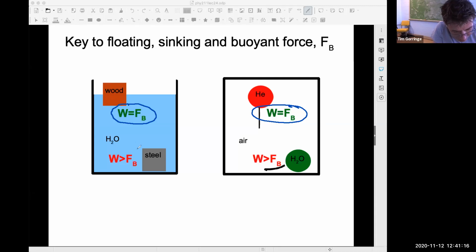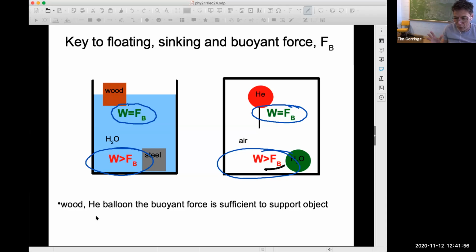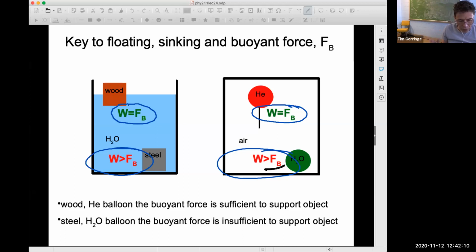When an object sinks, that's the steel block and the water balloon at the bottom of the water or the bottom of the atmosphere. In that case, the buoyant force is not sufficiently large to support the steel block, to support the water balloon. The buoyant force isn't large enough to counteract the gravitational forces on the steel block or the water balloon. And so that's a key to understanding why things float and why things sink. It's due to the size of the buoyant force. Now, the key thing is for the wood and the helium balloon, the buoyant force is sufficient to support the objects. And for the steel and the water balloon, the buoyant force is insufficient to support the object. And so that's to introduce that the key to floating and sinking is the buoyant force.